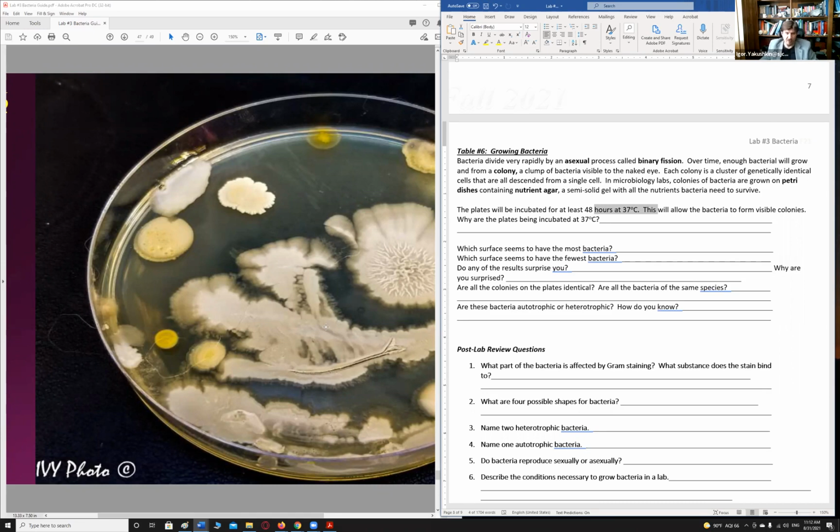Now, post-lab questions. What part of the bacteria is affected by the Gram staining? Cell wall, specifically peptidoglycan, the substance which the stain binds to in the cell wall. Now, what are the four possible shapes of bacteria? Coccus, the round one, the rod-shaped bacillus, the spiral one is a spirochete or spirillum, and the comma one is the Vibrio.